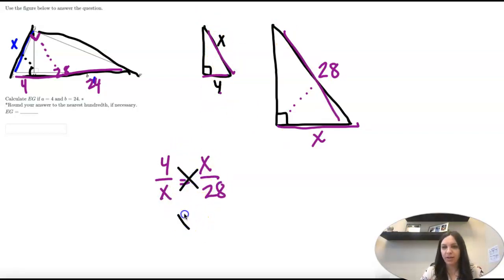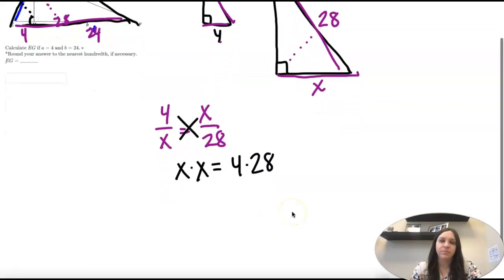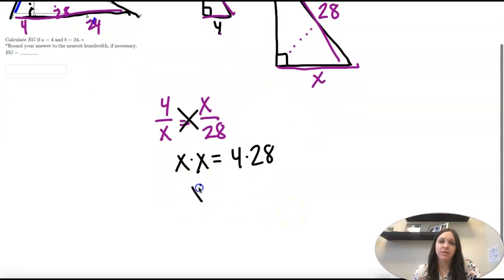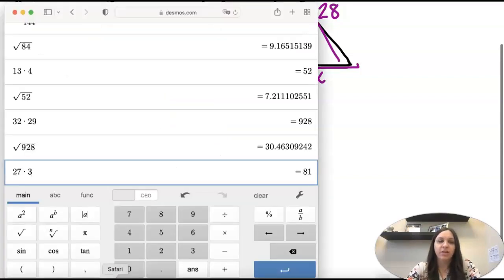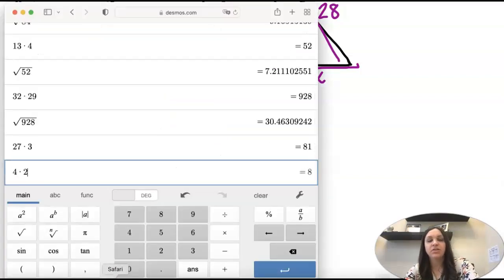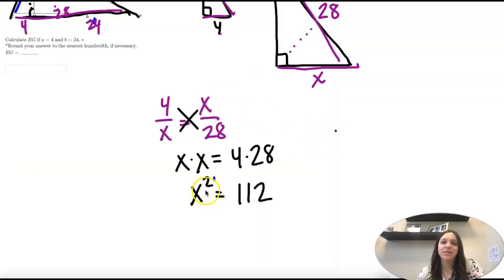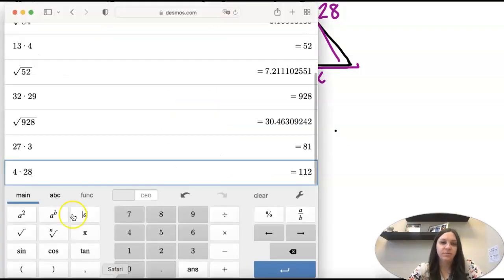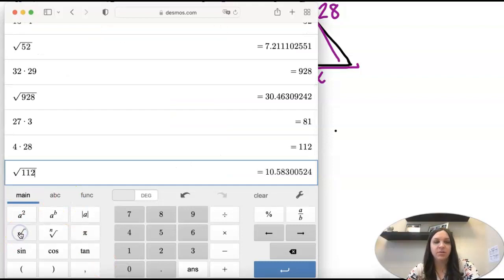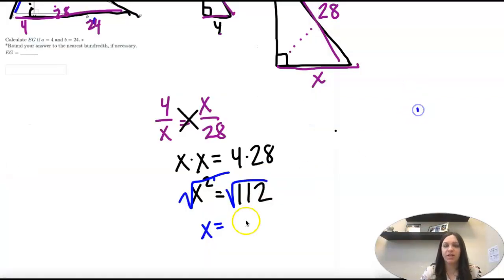Now we'll cross multiply. X times X equals 4 times 28. So X squared equals 112, right? I'm doing mental math. Let's check my work. Okay, now to get rid of a square, you take the square root of both sides. So square root of 112 is 10.58 to the nearest hundredth.